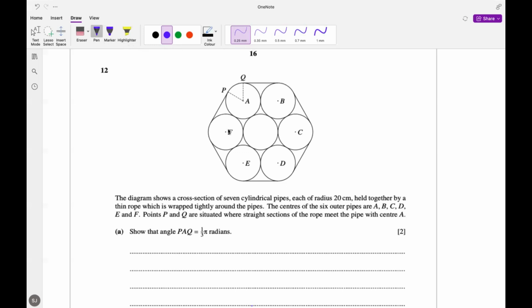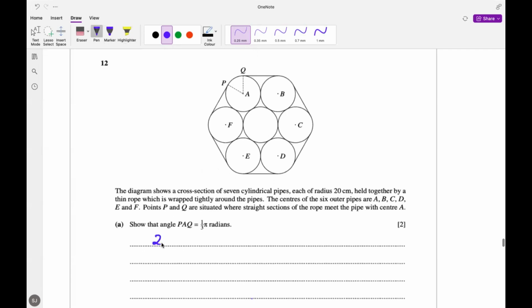Now, one of the ways to show this is that as there are 6 circles around the center circle and they are symmetrical, so the total angle of a circle is 2 pi. So we'll divide this angle by 6, which will give us 1 upon 3 pi radians.